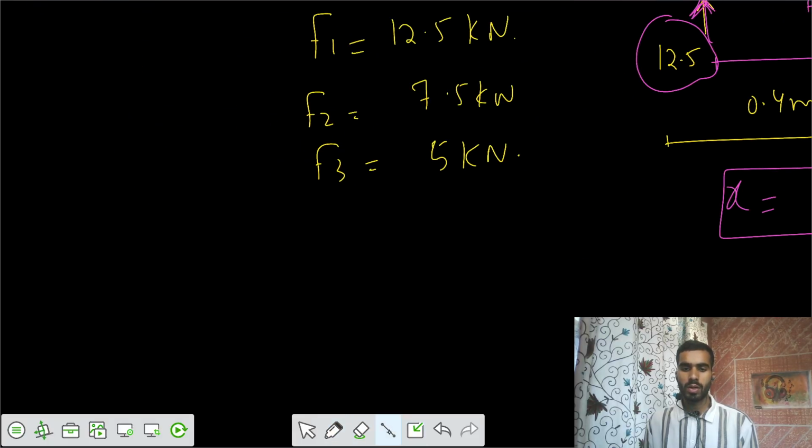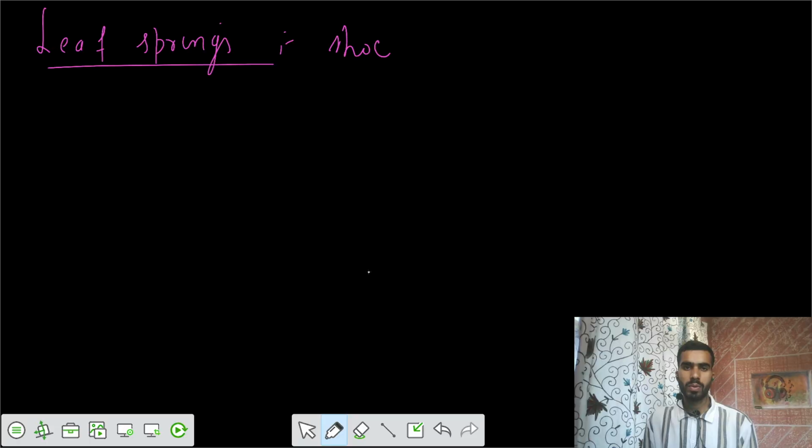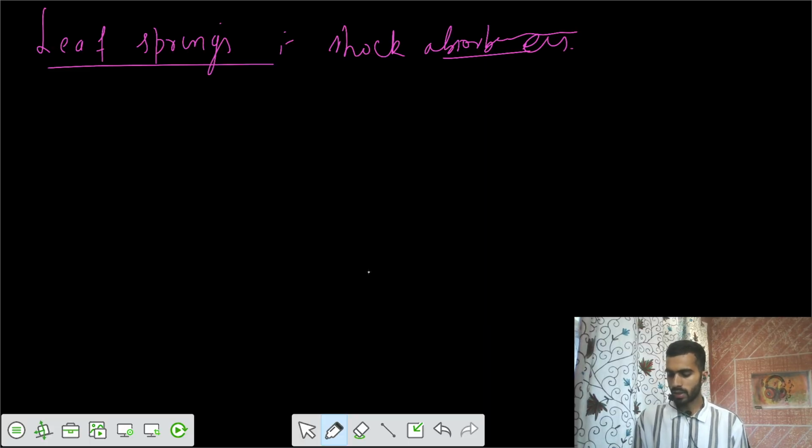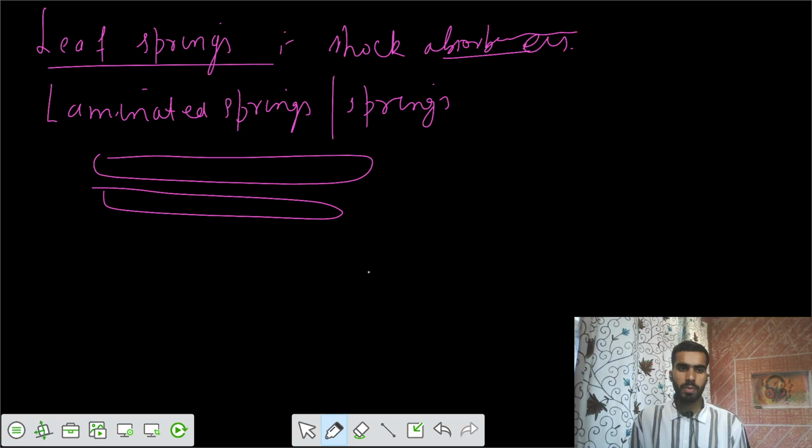So if you talk a little bit about those leaf springs, we say they are the shock absorbers. We already saw where they can be used. They are also called laminated or carriage springs. So the plates are attached in the form of leaves, and they are bent.